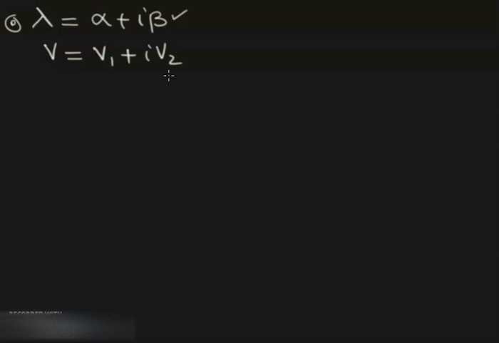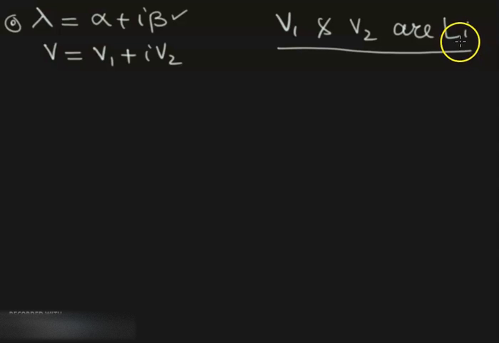So we claim that v1 and v2 are linearly independent, and we want to prove this: that for this eigenvalue alpha plus iota beta, this eigenvector of the form v1 plus I v2 has the nice property that v1 and v2 are linearly independent. And what is this v1 plus I v2? This is an eigenvector corresponding to this eigenvalue. So here starts the proof.